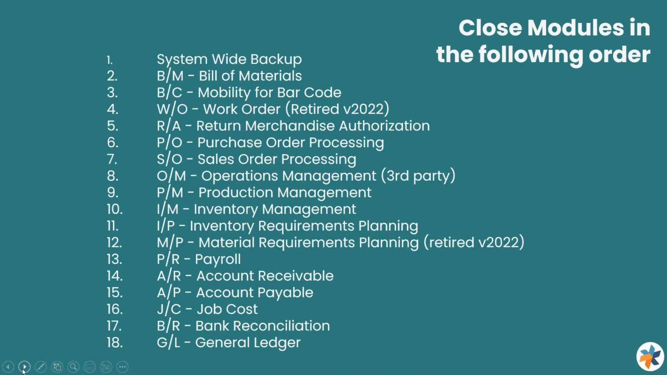When you're starting this, you're going to first close building materials, mobility for barcoding, and then go down the list. Of course, if you're not using that module, then you would just skip over it and go to the very next one. The very last one that you will close is GL. According to Sage's suggestion, always close GL last. Keep in mind when you're closing these modules, you cannot have any batches open or any unposted entries, so make sure that you have everything posted before you do this.